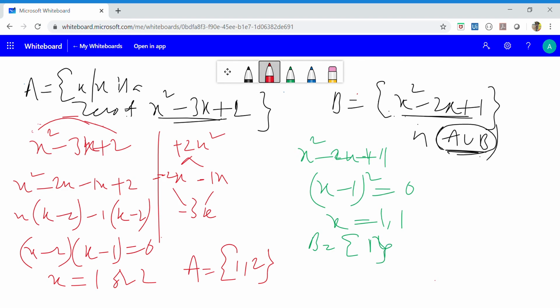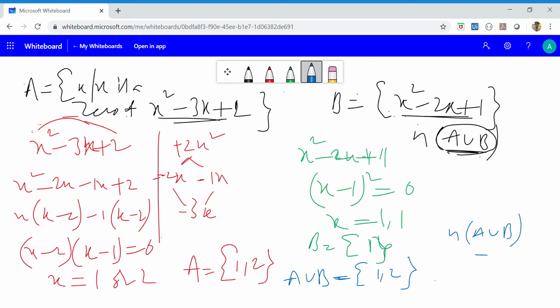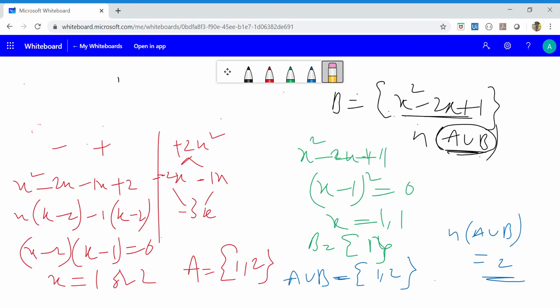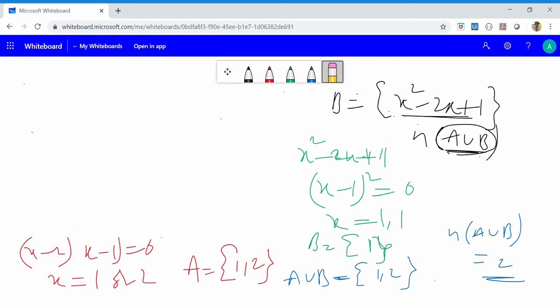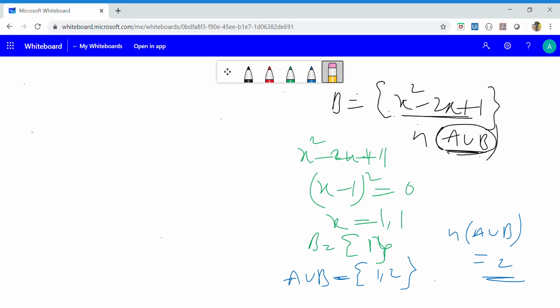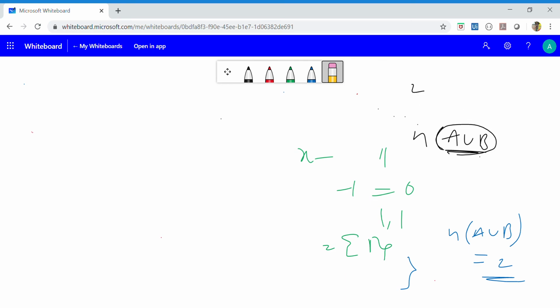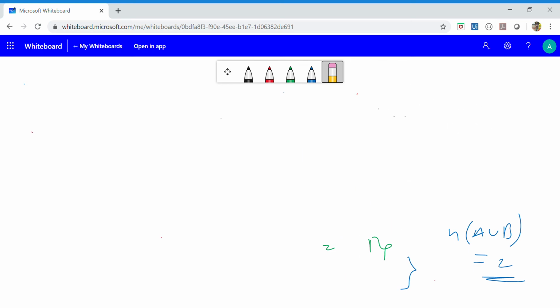Then therefore what is A union B? A union B is equal to the set 1, 2. All the elements without repetition is A union B. So n of A union B is equal to how many elements are there? 2 elements are there. So this is a quadratic equation, splitting the middle term, or factorization method we will call it.